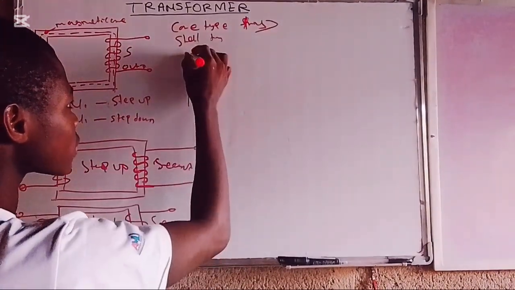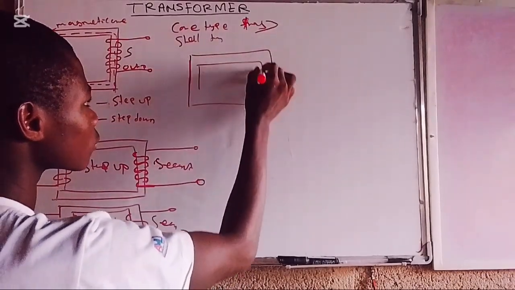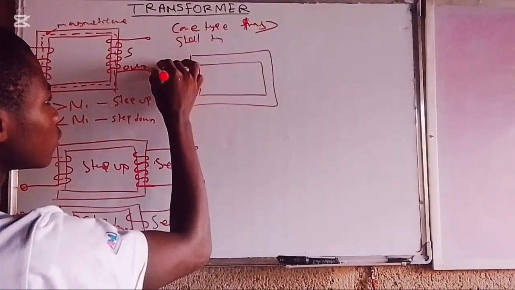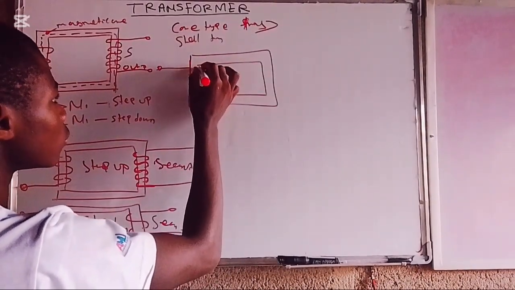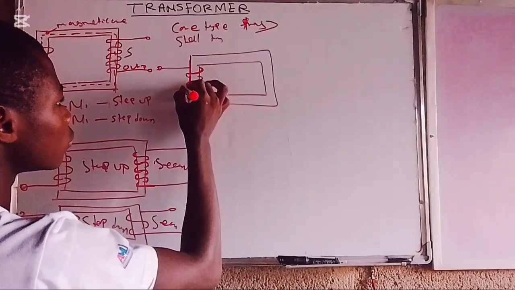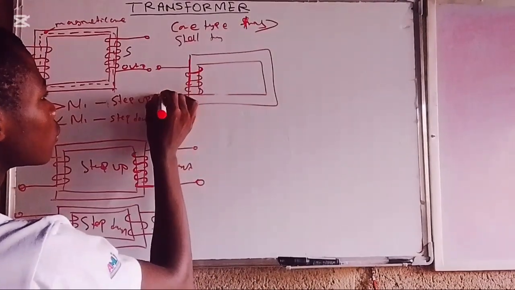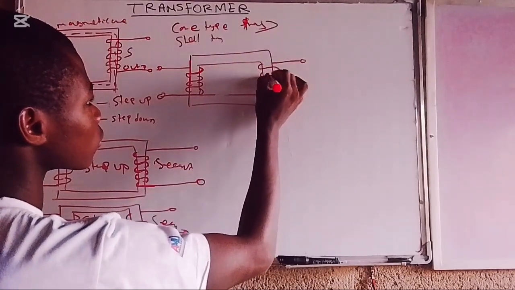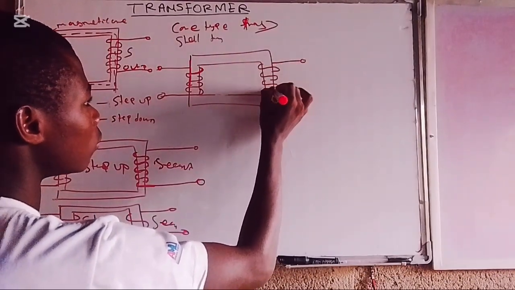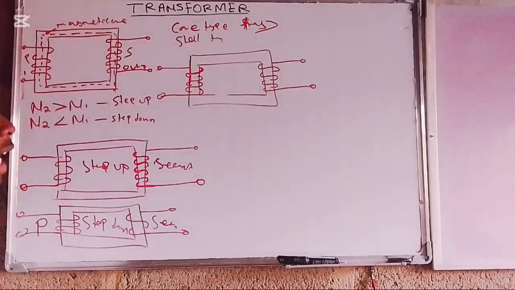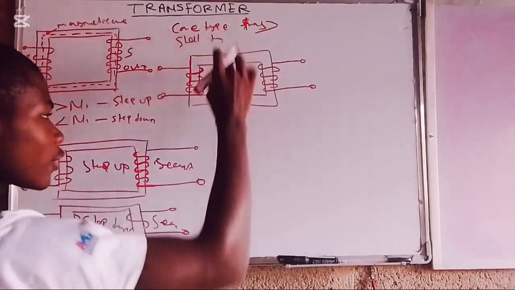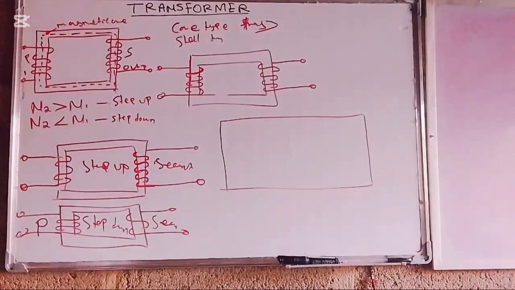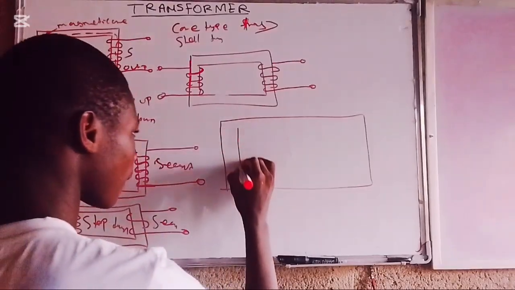Let's draw the core type transformer. So this is, let's say, the core type transformer. This is a core type transformer because it has only one magnetic circuit. But the shell type transformer has two magnetic circuits.